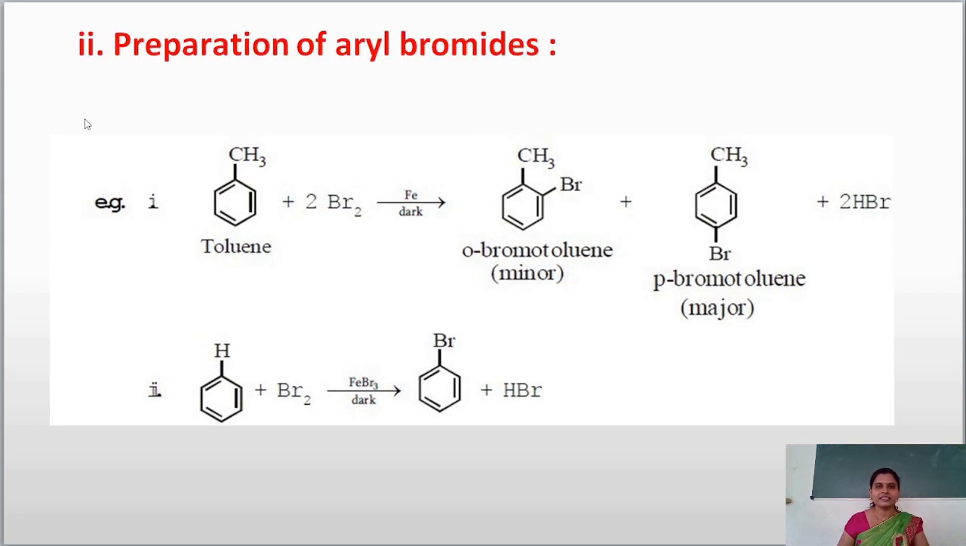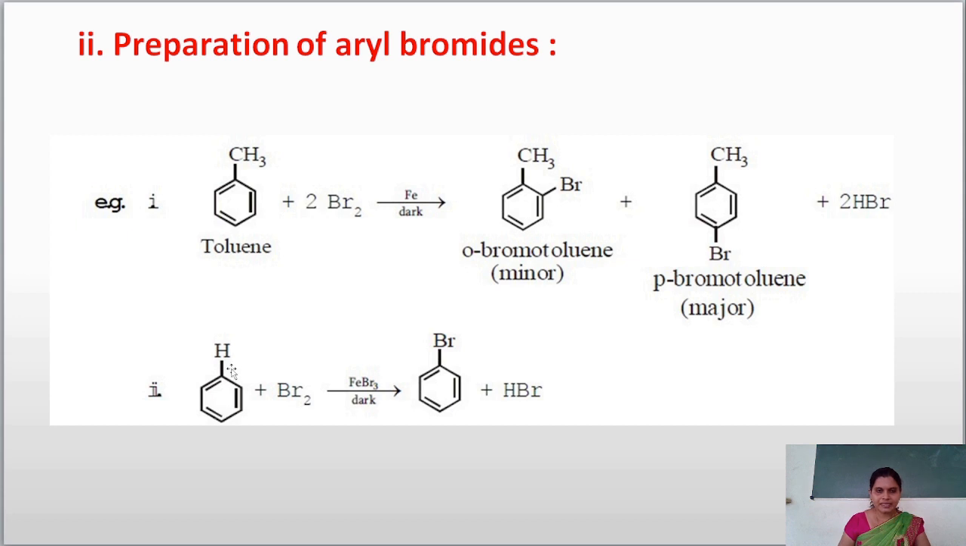Now the next reaction is the preparation of aryl bromide. The mechanism of this reaction is the same. Here the electrophile formed is Br plus, and this Br plus attacks the benzene ring, and then formation of a carbocation takes place. The next step is removal of a proton, and these two products, that is ortho-bromotoluene and para-bromotoluene, are formed, and here the byproduct is HBr, that is hydrogen bromide.